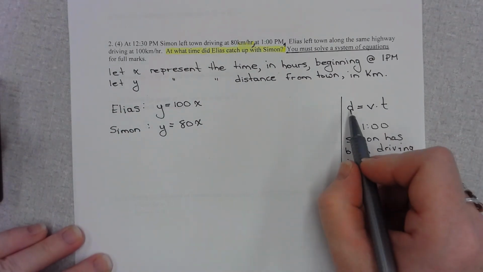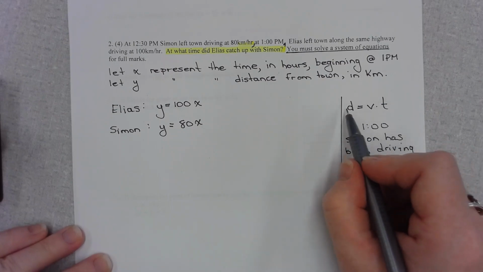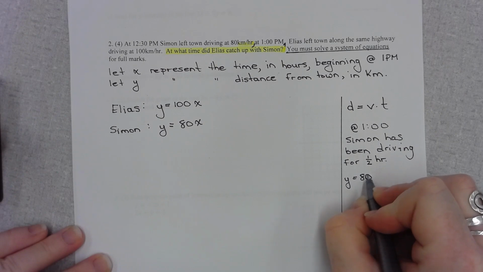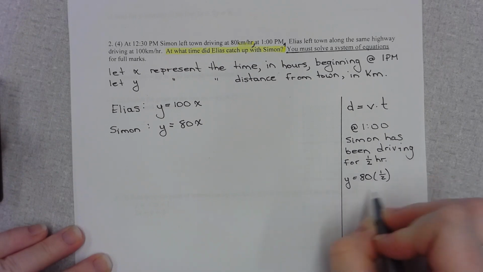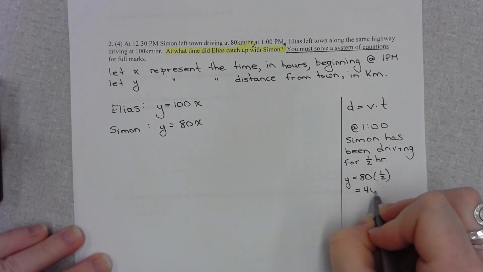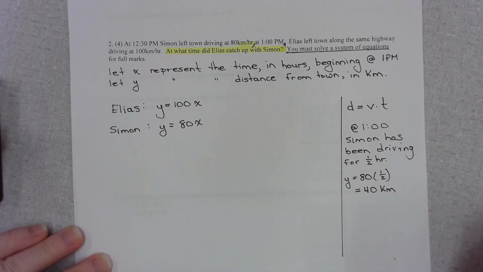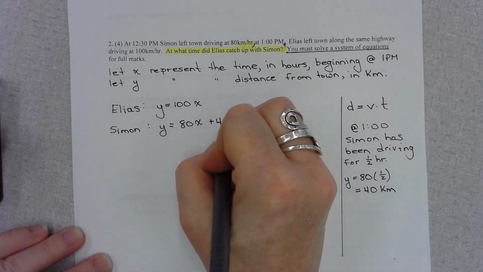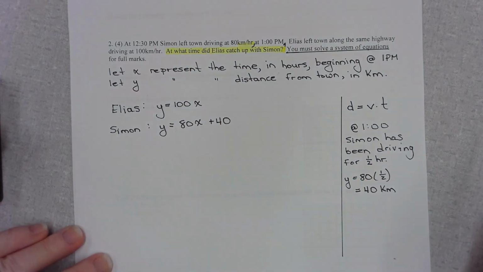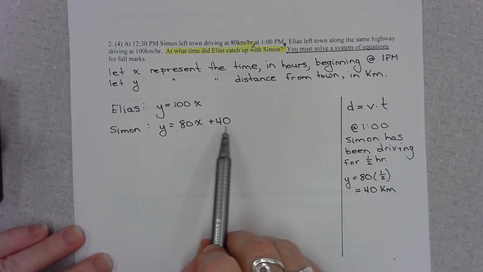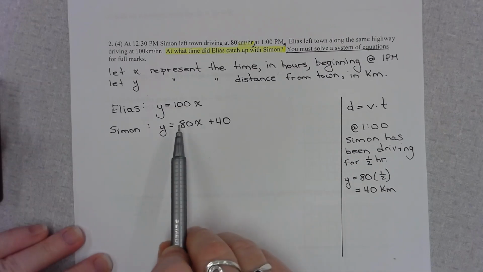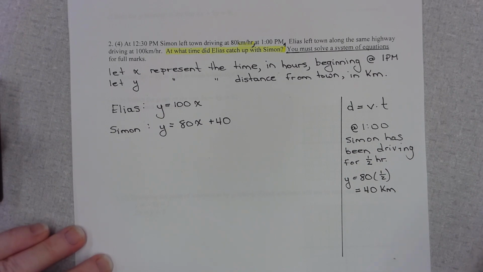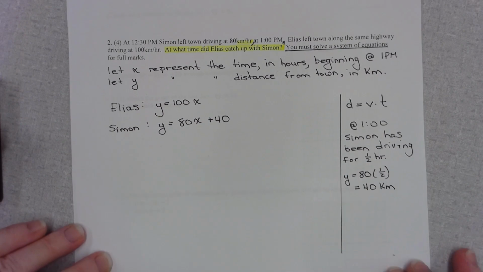To figure out where he's at, distance is equal to speed times time. So y is going to equal 80 times a half. After half an hour, or by 1 o'clock, he's already 40 kilometers away. That means we have to add 40 to his equation, because at 1 o'clock he's 40 kilometers from town. So his speed times his time plus where he's at. And now we have a system that we can solve. So let's go ahead and do that.